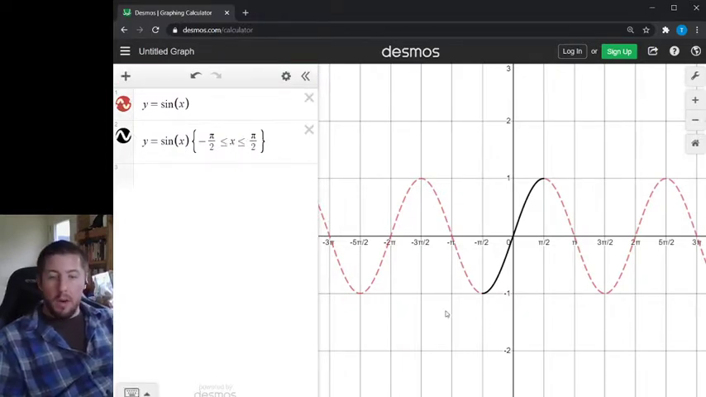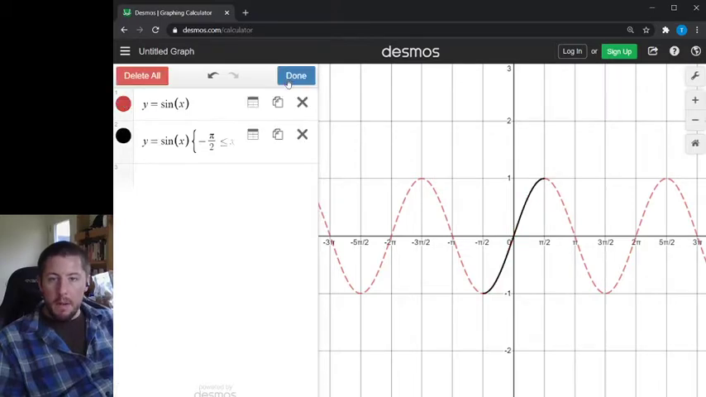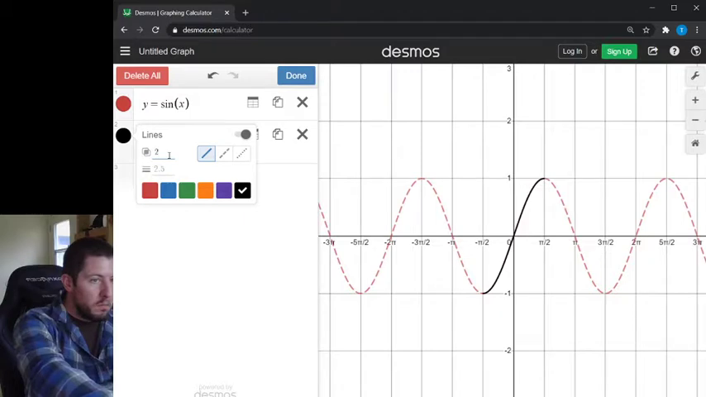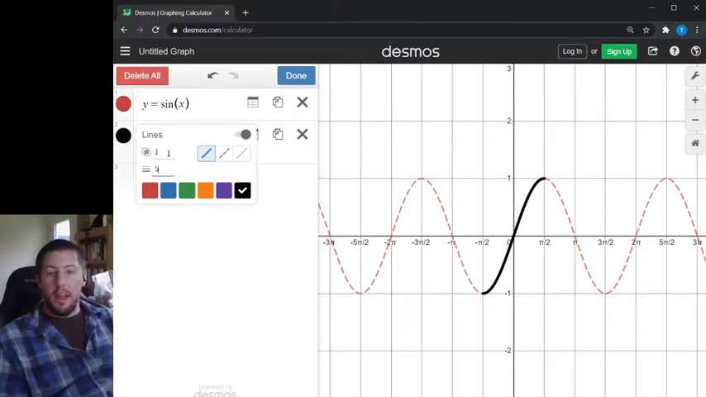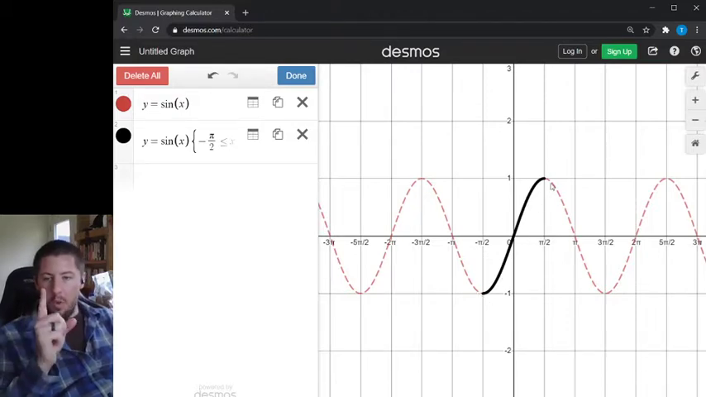Okay, so here is going to be our, make this thicker here. Oh, I see. This is what I want it to be. There we go. So there is our actual interval of interest right there. And you should notice, again, we're getting every y value that sine ever experiences only once.